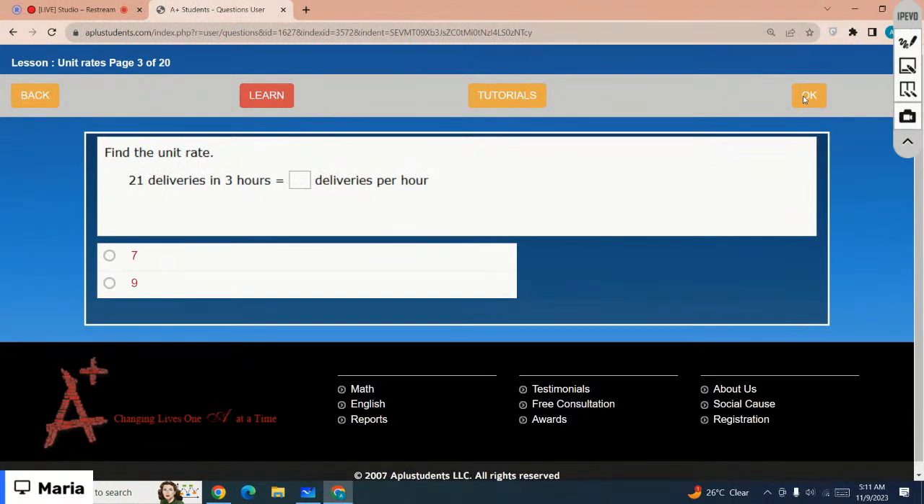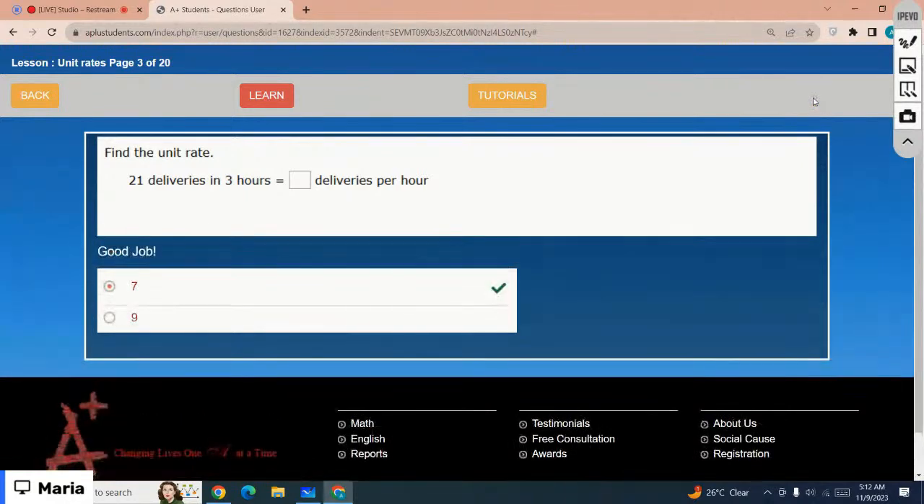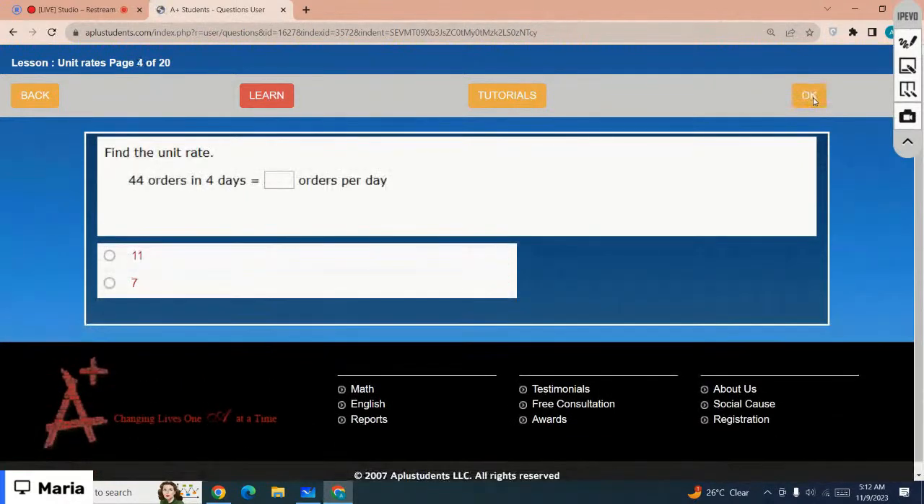Find the unit rate: 21 deliveries in 3 hours. So that means how many deliveries per hour? You have to divide 21 by 3 to calculate the deliveries per hour, right? So 3 times 7 is 21. So that means you have 7 deliveries per hour. The correct option is 7. Got it?